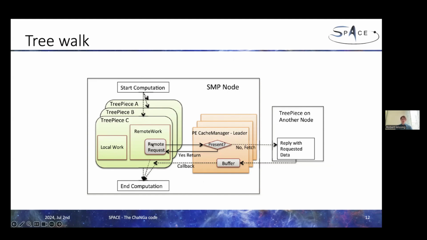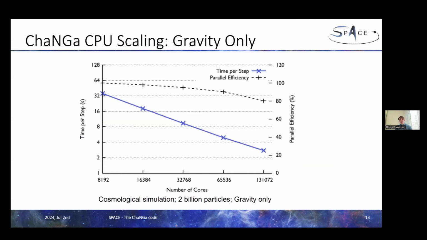Eventually you get the requested data, and then you can do the remote work. And then you end the computation. And this has worked very, very effectively for scaling ChaNGa. So here we can see a plot done on Blue Waters in the US, where we see that the gravity part of ChaNGa, the full time step but using just gravity, scales very, very effectively. We can see up to 131,000 cores, we have above 80% parallel efficiency.